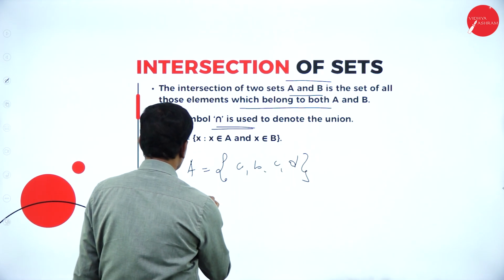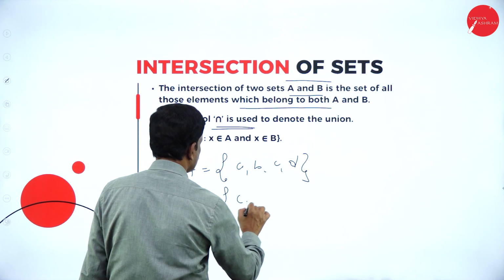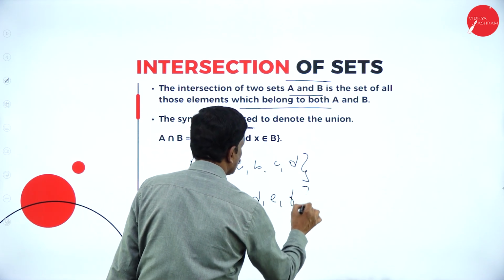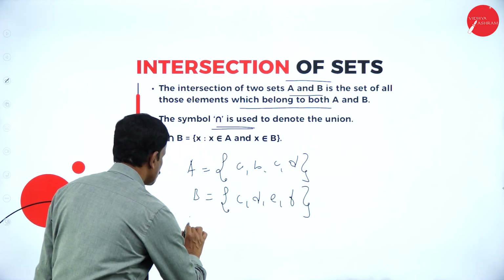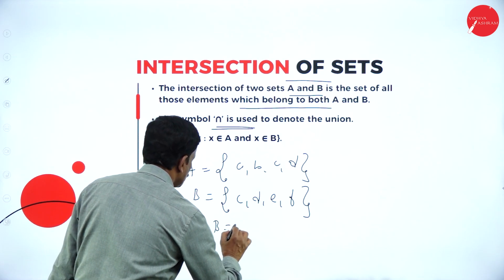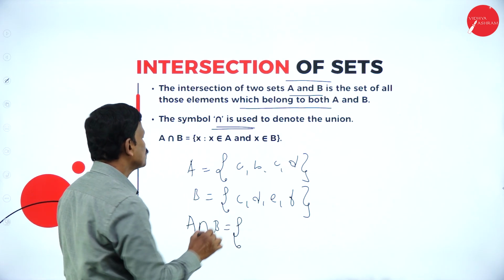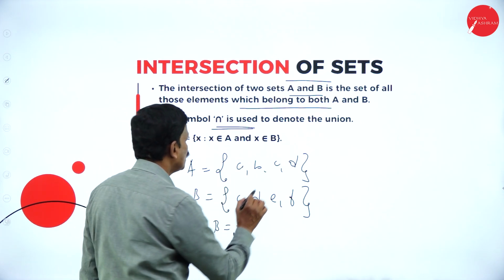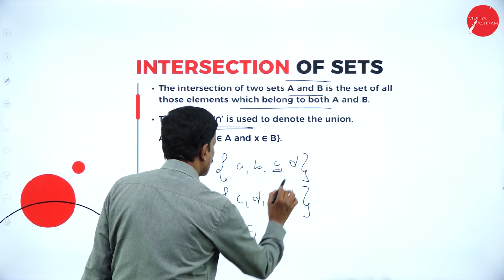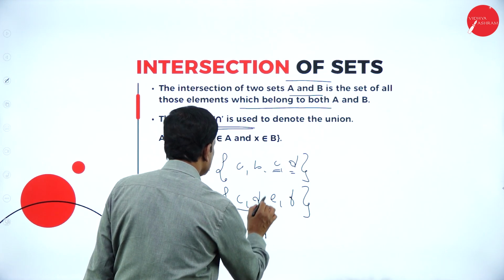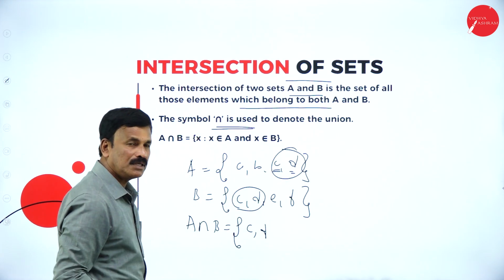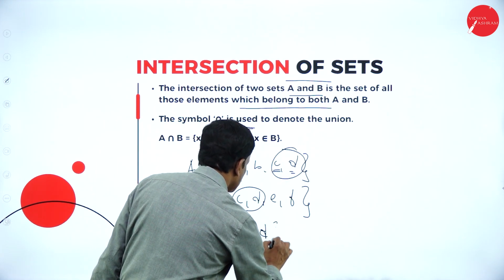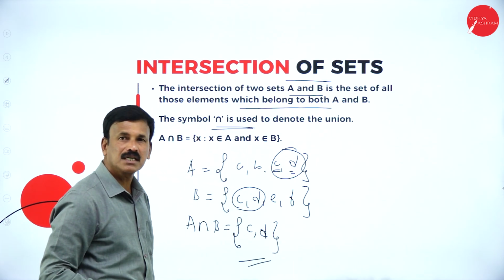Now let us take for example, if A is equal to {a, b, c, d} and B is equal to {c, d, e, f}. Then the intersection of these two is the common elements. A is not in the set B, b is also not in the set. We have c and d as the common elements. So therefore, the intersection of A and B is {c, d}.